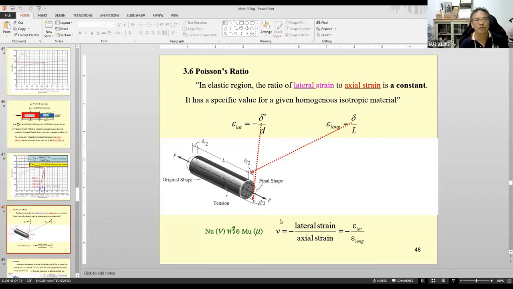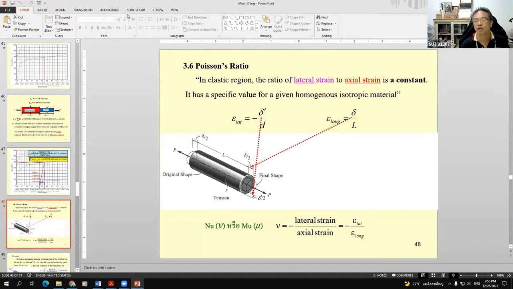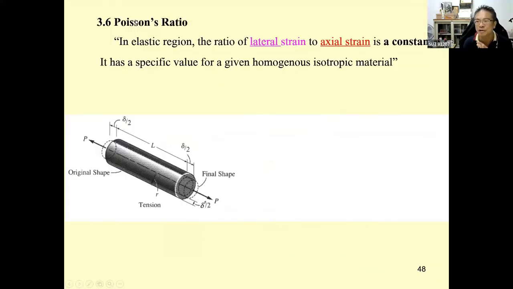Okay, next, we come to the so-called Poisson ratio. Poisson ratio is important, especially when you design the plate. It's equal to the floor, the slab, or the plate. It's the same thing. It's going to be something with this kind of shape or circular. And it's also important in some cases.